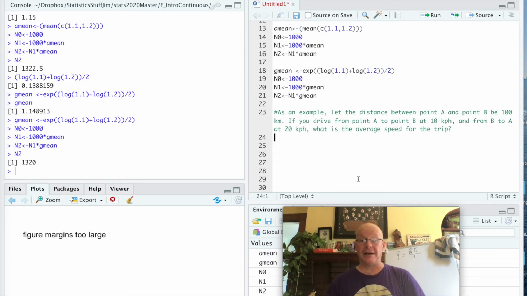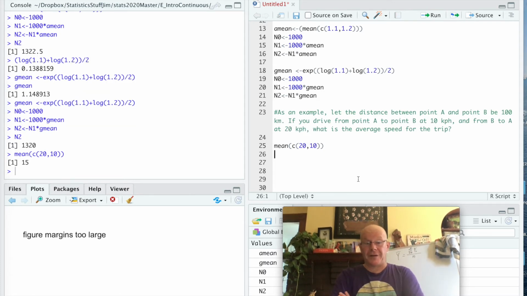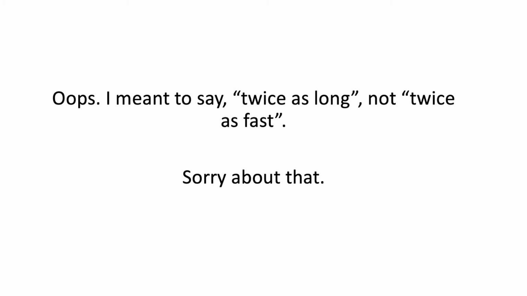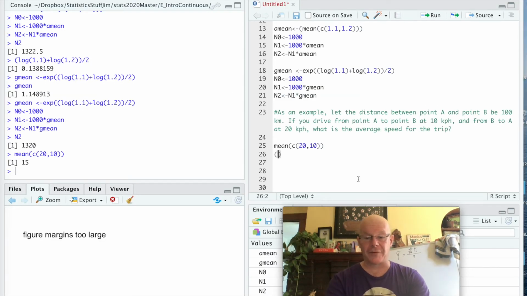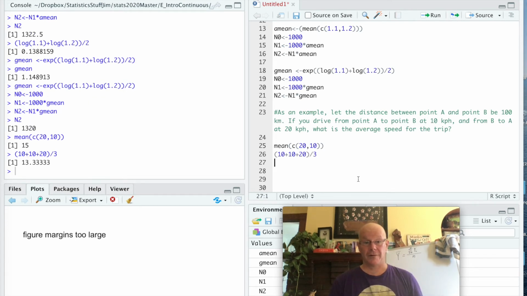And so how do we calculate what our average speed is? The incorrect answer would be to just take the mean of 20 and 10, because then the answer looks like it would be 15 kilometers per hour. But it can't be 15, because clearly if we've gone from point A to point B at 10 kilometers per hour and point B to point A at 20 kilometers per hour, we were driving 10 kilometers per hour twice as long as we were driving 20 kilometers per hour. So actually, our average speed is 10 plus 10 plus 20 divided by 3. 13.33 kilometers per hour is our actual average speed.